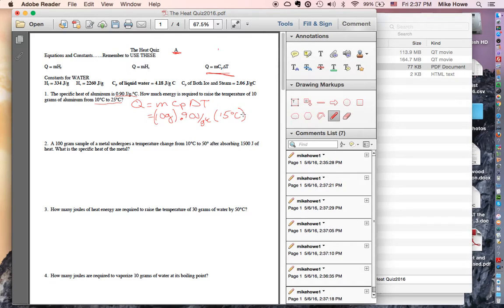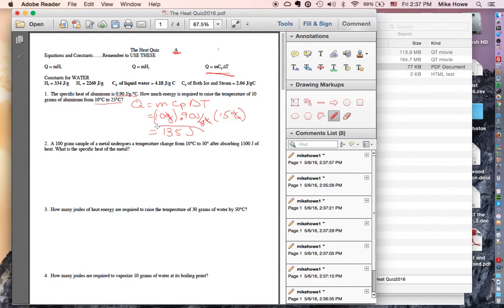So now when you actually do the math, you have 10, I'm doing that on a calculator on the side, times 0.9, multiply that by 15, and I get 135. So the answer to that question is 135, and the unit is joules because grams cancel, degrees centigrade cancel, you're left with just plain old joules.